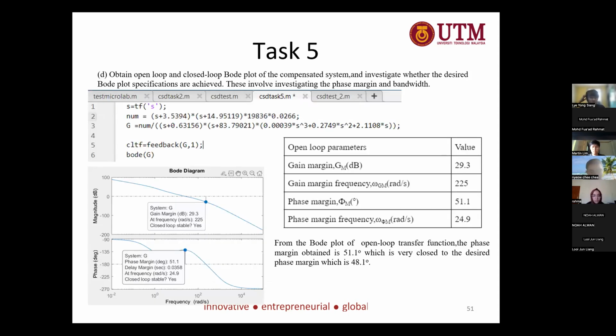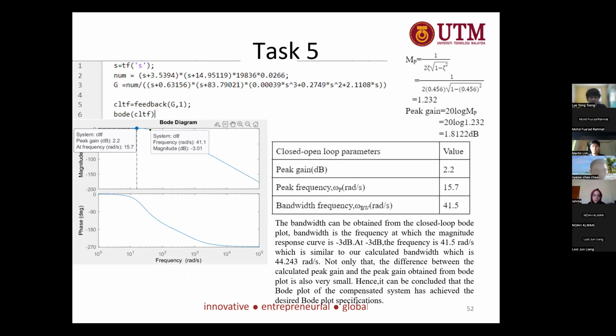Next, we plot the open loop for the system, and we can get the gain margin frequency, phase margin, and phase margin frequency. The phase margin that we got is 51.1, which is very close to the phase margin that we want, which is 48.1. After that, we plot the closed loop. From the closed loop, we can get the peak gain and the bandwidth. The bandwidth is where the magnitude equals negative 3 dB. Then we got the frequency is 41.1, and our original bandwidth is 44.2, so it's very close also.